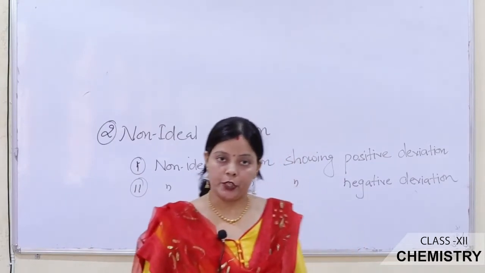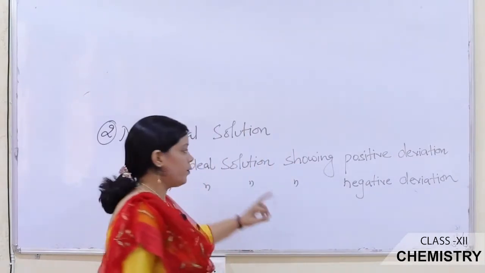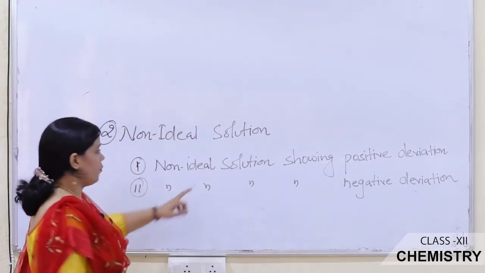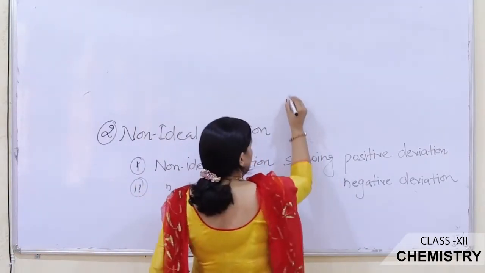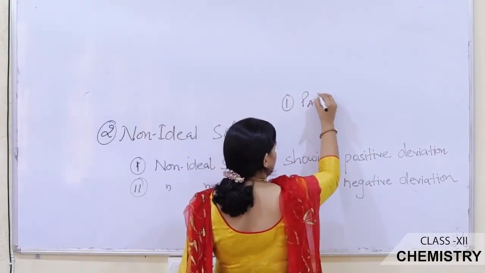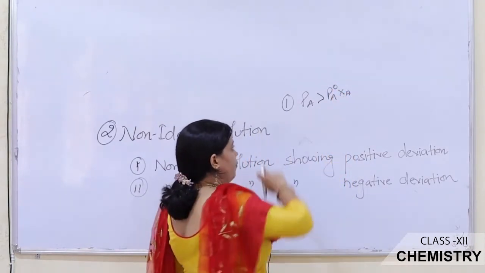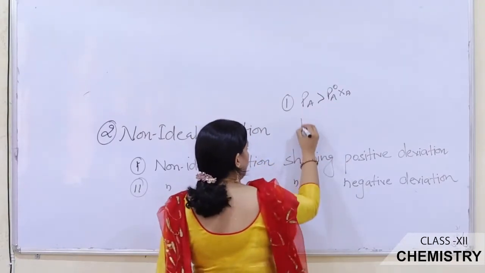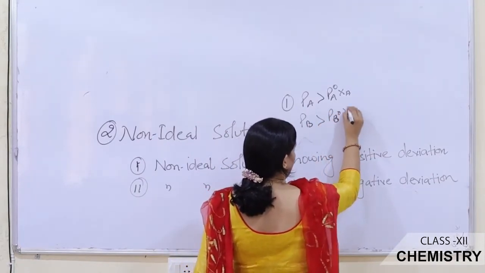of concentration and temperature. The first one is the non-ideal solution showing positive deviation, and the second one is the non-ideal solution showing negative deviation. The three conditions for the non-ideal solution showing positive deviation: it does not obey Raoult's law. It means PA is greater than PA naught XA, that is, the vapor pressure is greater than this value, and PB is also greater than PB naught XB.